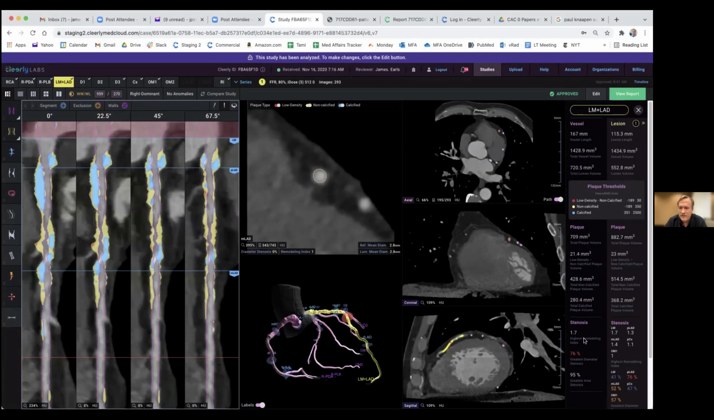Over here on the right-hand side, we have some of our numbers: 428 cubic millimeters of total plaque, but more than half of it is actually calcified plaque. So it's really interesting to me that he has two very different looking plaques, both with significant atherosclerosis, in the same patient. We don't always get the same phenotype in each of the vessels. The vessels can have some of their own different appearance, which of course may be treated differently.